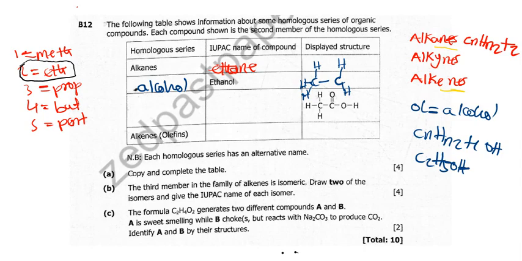So all the 5 hydrogens have been utilized. So we are just remaining with the OH here. So this is the formula for ethanol.